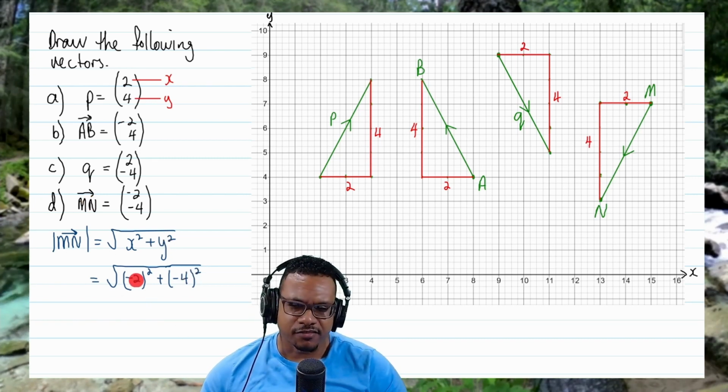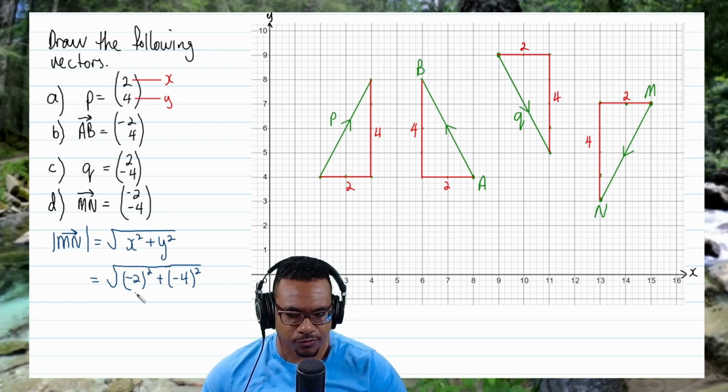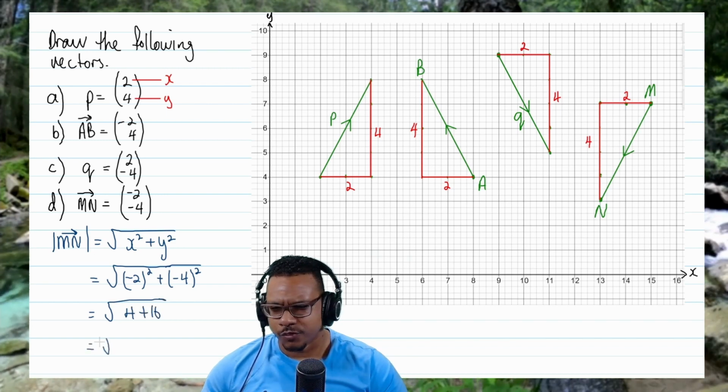Now, when you square a negative number, you will get a positive number because -2 squared is -2 multiplied by -2. So we are multiplying 2 negative numbers. So we get +4. Likewise, -4 by -4 would give you +16. So we have the square root of 4 plus 16, which will just be the square root of 20 units.